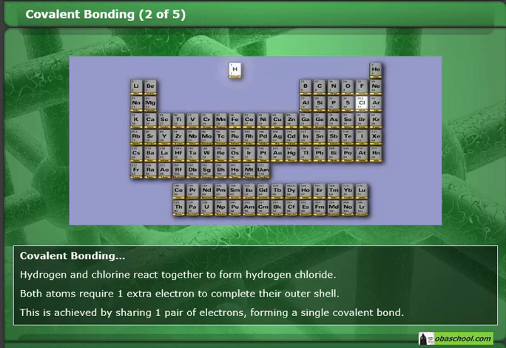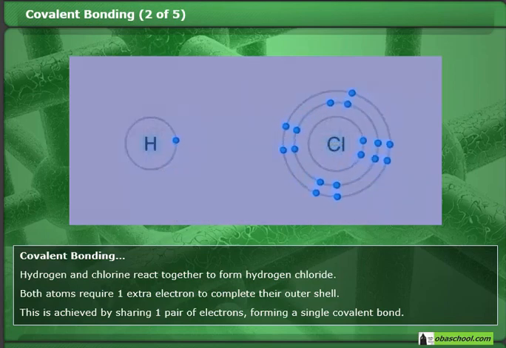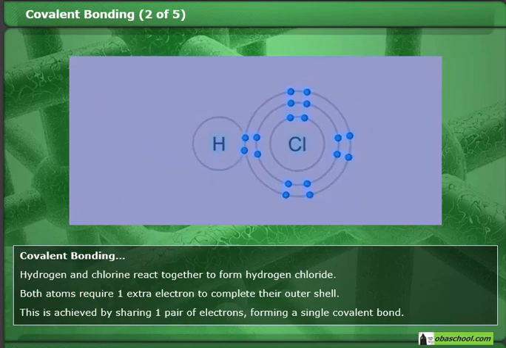Hydrogen and chlorine react together to form hydrogen chloride. Both atoms require one extra electron to complete their outer shell. This is achieved by sharing one pair of electrons, forming a single covalent bond.